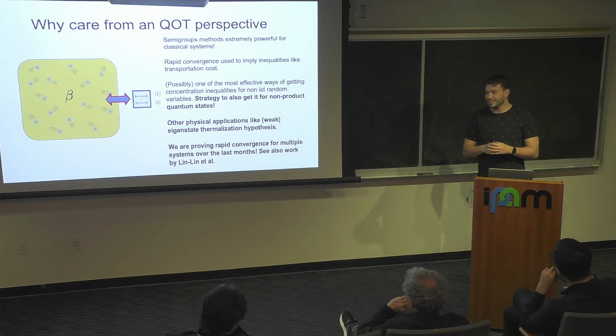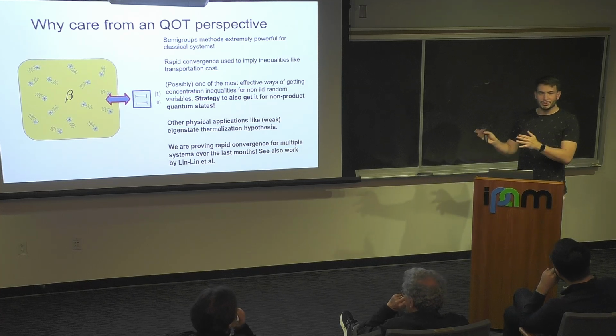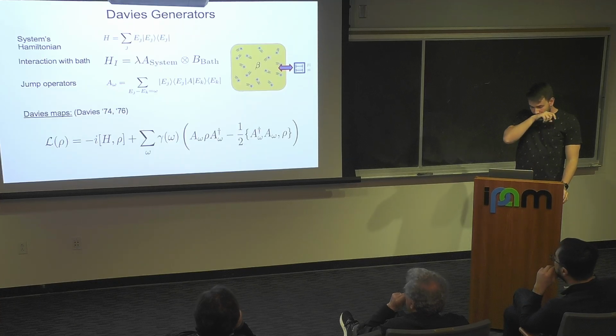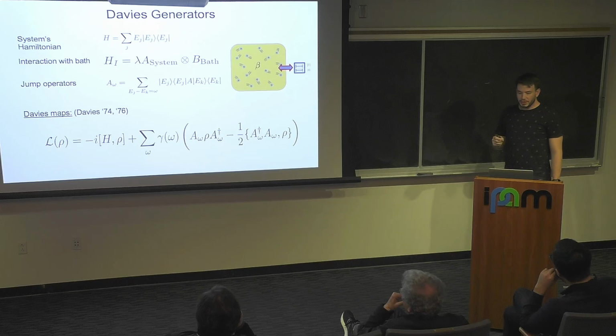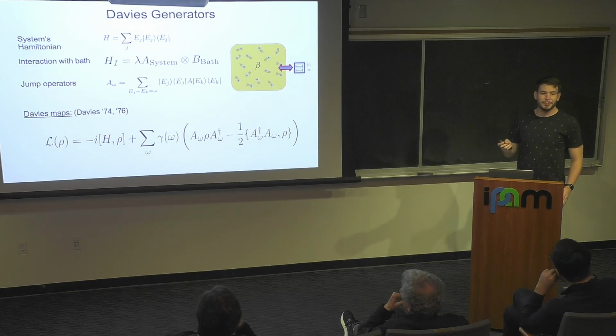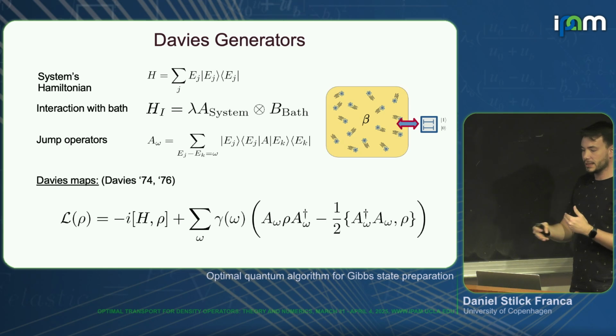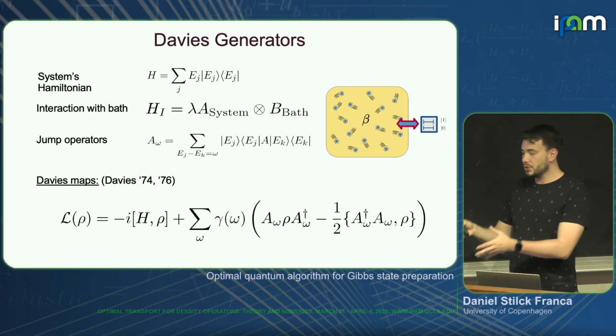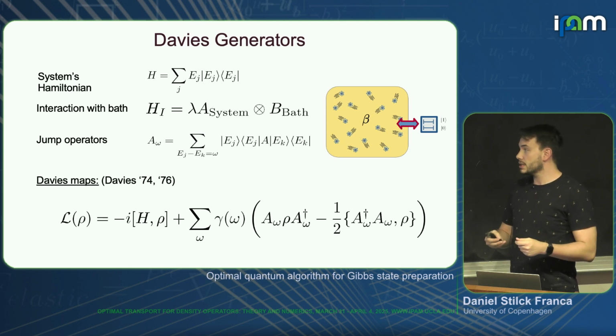So hopefully this motivates you a little bit as to why you should care about this. All right. So let me show you first why we had problems in the past, why we were finding some issues in bringing, let's say, classical proofs to quantum systems about convergence.